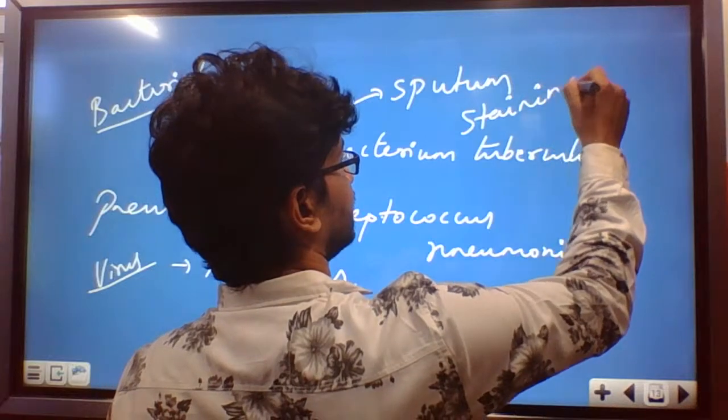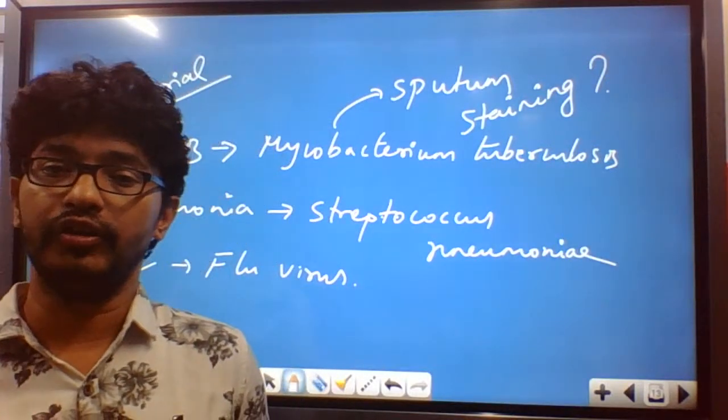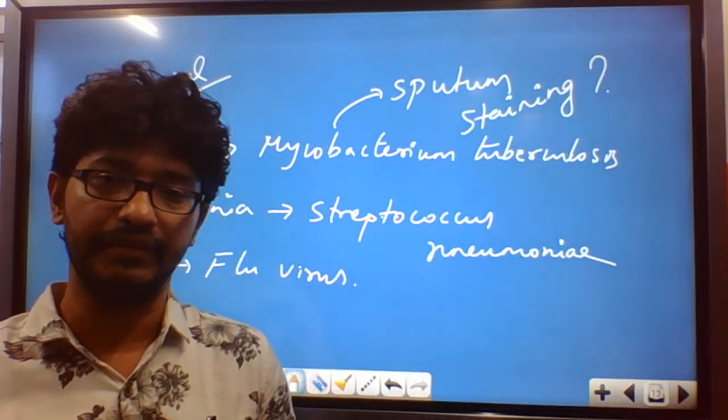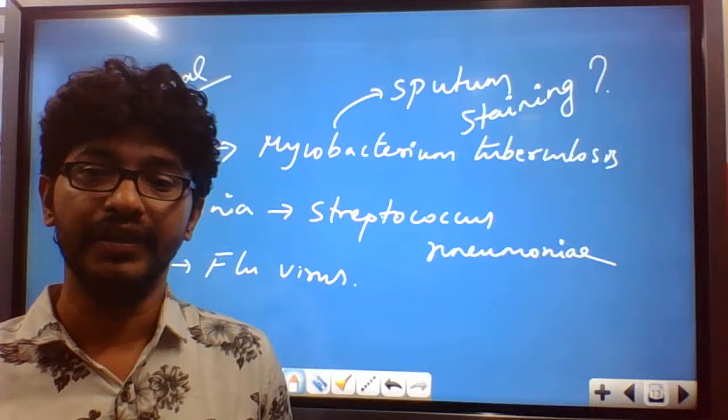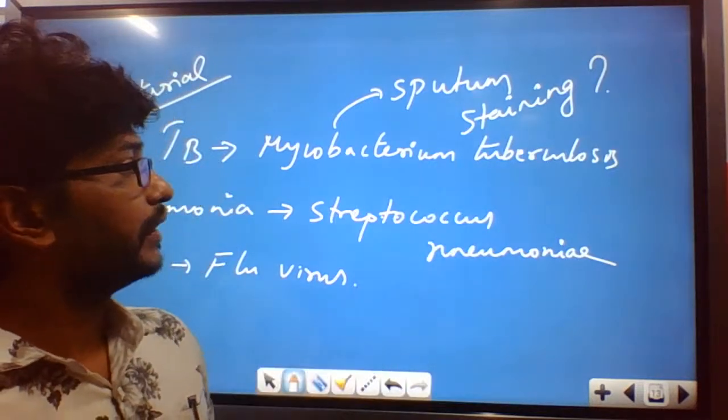Usually for bacteria, you perform the gram staining technique, but for Mycobacterium, some sort of differential staining technique is required. So what is the name of the staining that you can say? That is for Mycobacterium tuberculosis.